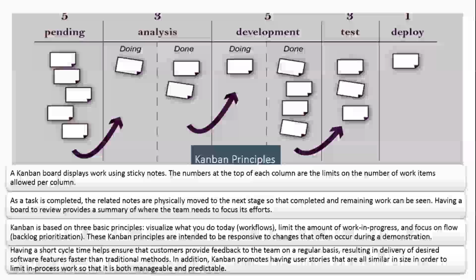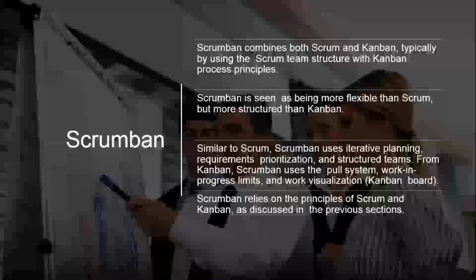In addition, Kanban promotes having user stories that are all similar in size in order to limit work in progress so that it is both manageable and predictable. And that's an overview of Kanban. Now, the final thing to talk about today is the combination of Scrum and Kanban into what we call Scrumban.